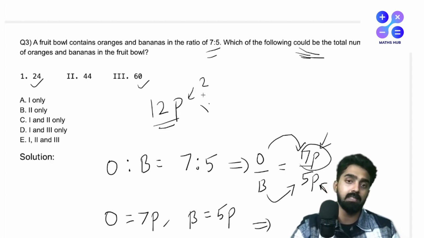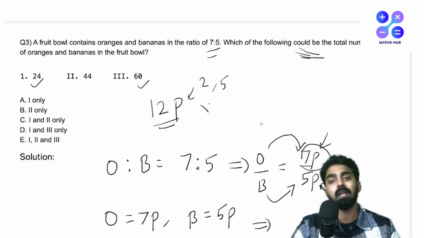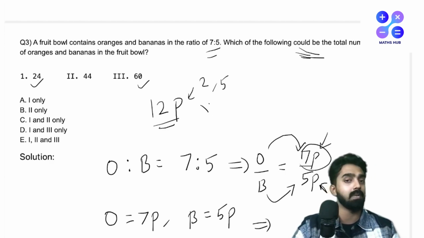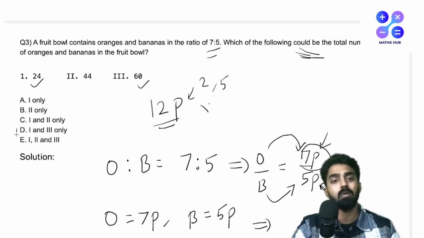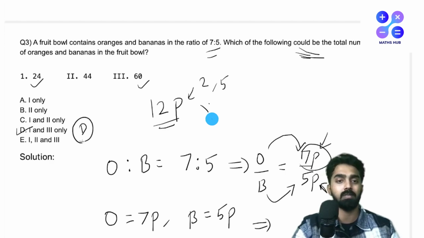Can it be 60? Yes. If p is 5, then 12 into p would be 60. And in that case, you have 35 oranges and you have 25 bananas. It's quite possible. So options 1 and 3 are both possible. 1 and 3 only. So option D is your answer.